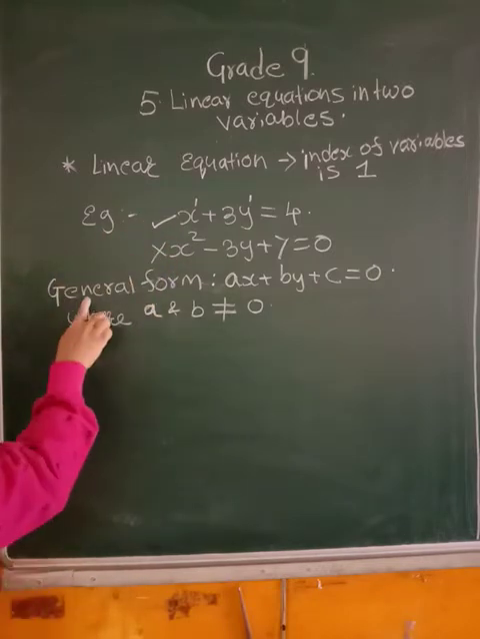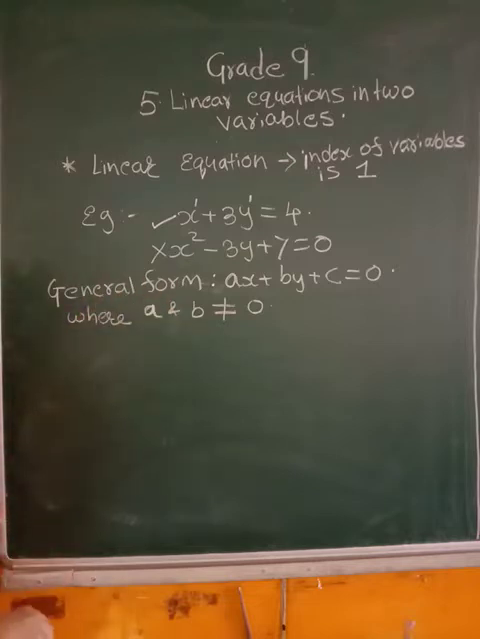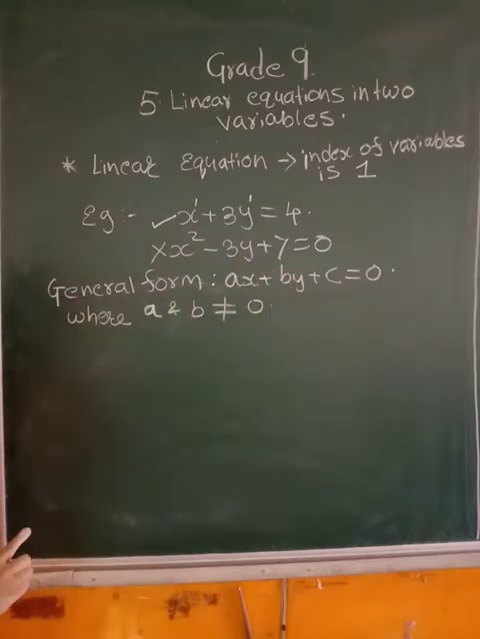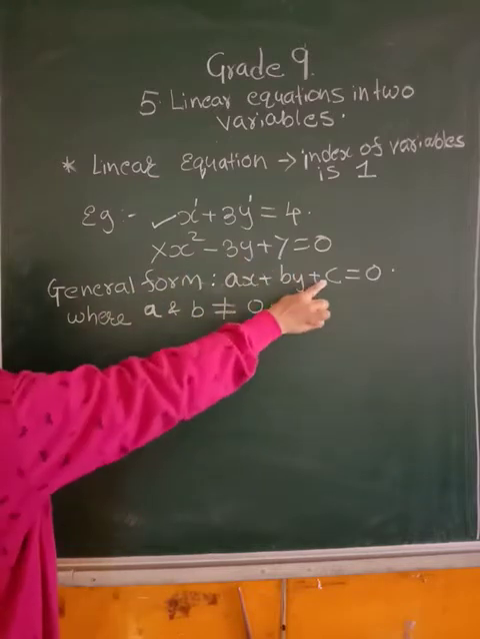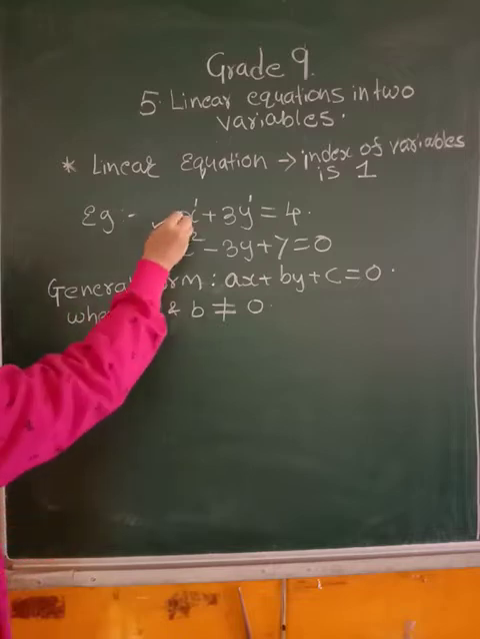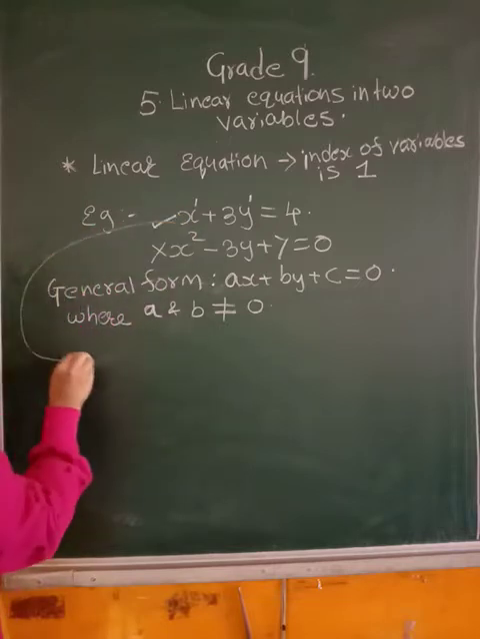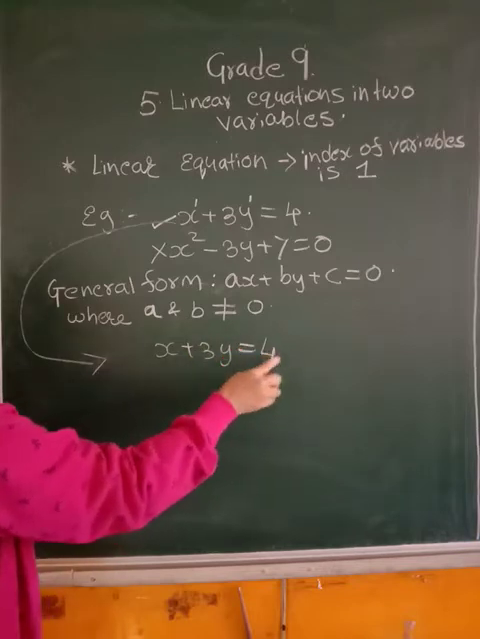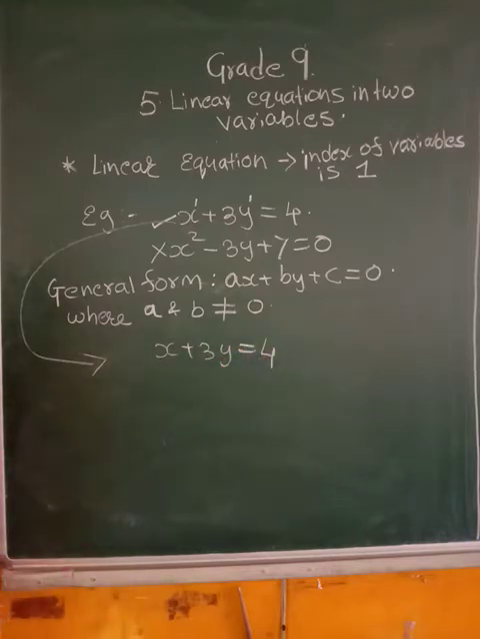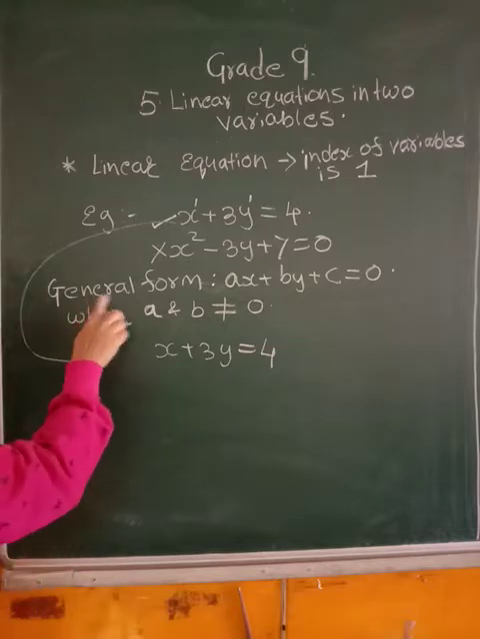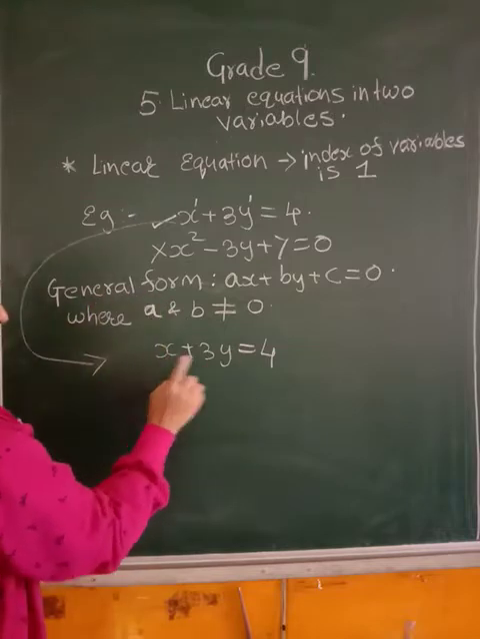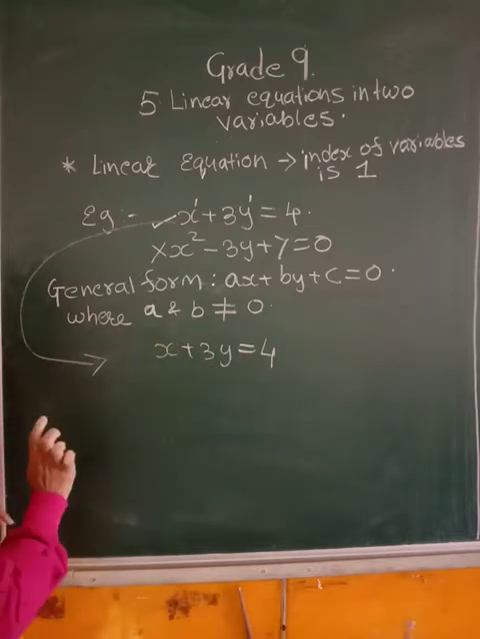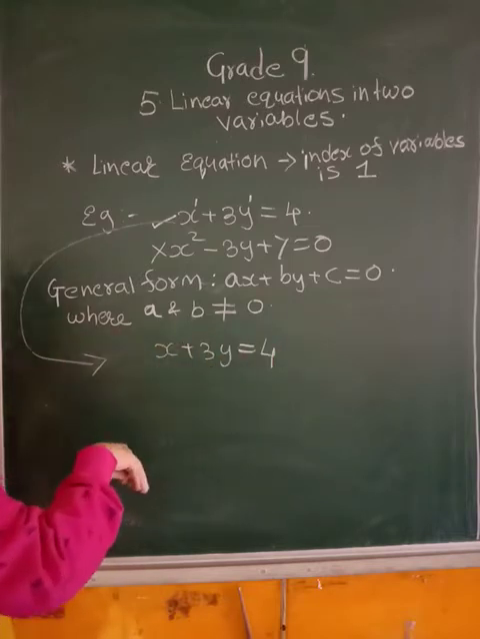Alright. Now let us come to the general formula. The general formula of linear equation in two variables is ax plus by plus c is equal to 0. All the three terms should be on one side. See, for example, I am taking this example as it is. What is our equation? x plus 3y is equal to 4. This is a linear equation in two variables, no doubt. But it is not in general form. In general form, all these three terms should be on the left hand side and it should be equal to 0. So we shall convert this into general form.